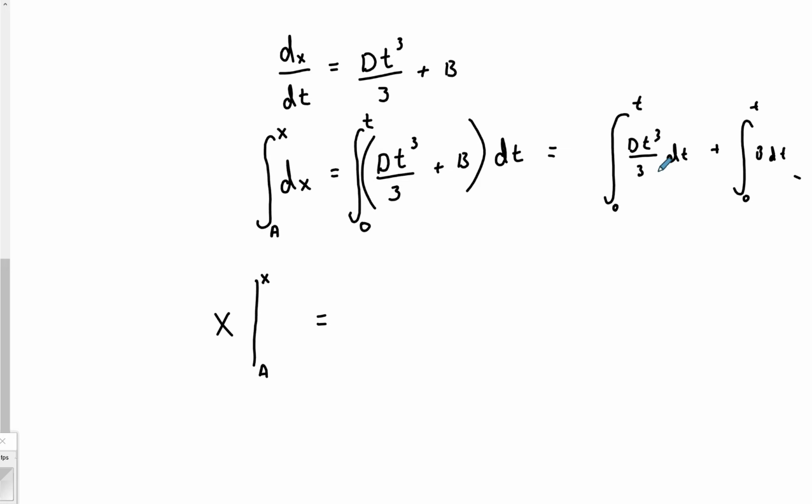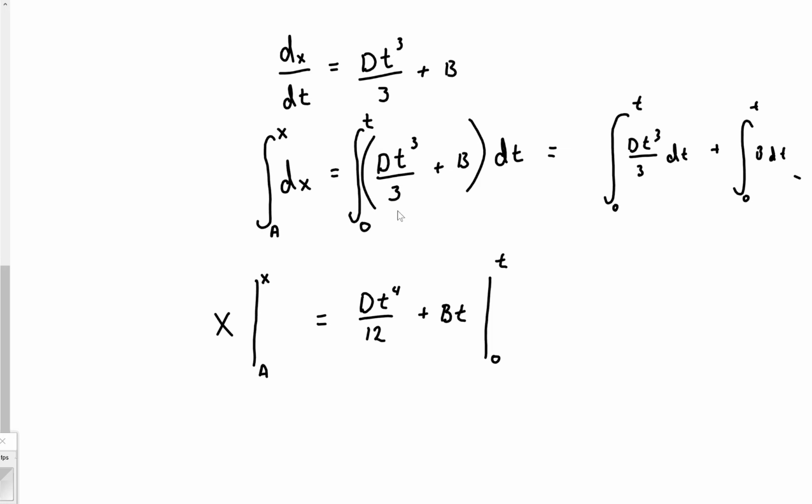So what do we end up with here? Well, let's take the integration of this. So dt cubed over 3, so add 1 and divide by it. So we end up with what? dt to the 4th, divide by that 4, so that gives us 12. Plus, on the other side, we got b dt, so that just becomes bt, and we're going to evaluate that from 0 to t.